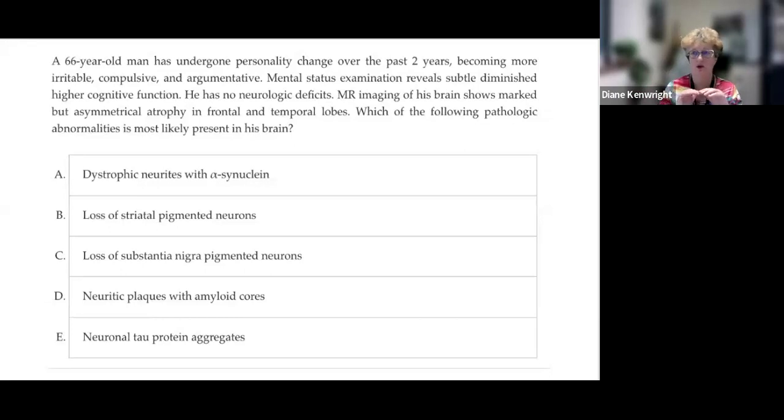All right, which one of these options? So yes, it's going to be E. It's going to be tau protein aggregates in the neurons. It's not going to be this, because alpha-synuclein is associated with Lewy bodies, and Lewy body dementia and Parkinson's dementia does not sound like that. Loss of striatal pigmented neurons in the substantia nigra, no, that is Parkinson's, of course. Neuritic plaques is talking about Alzheimer's, so no. This picture is the picture of frontotemporal dementia, Pick's disease.